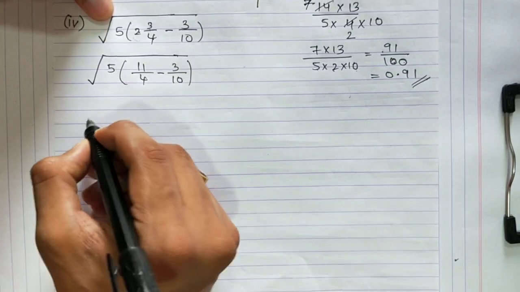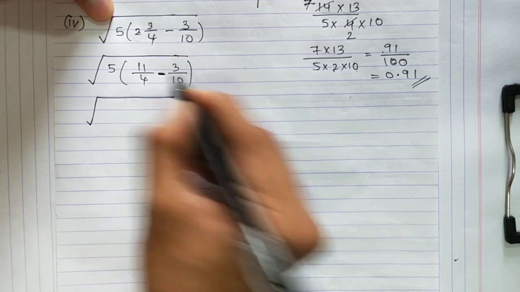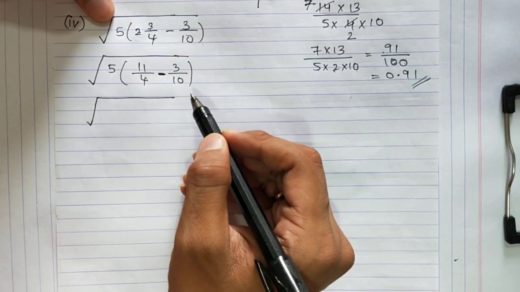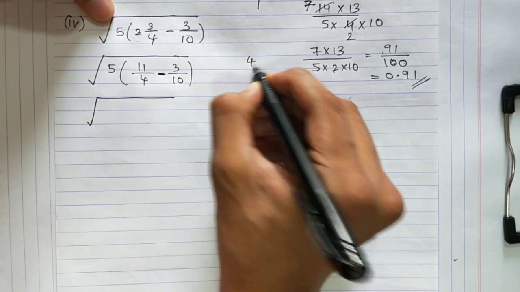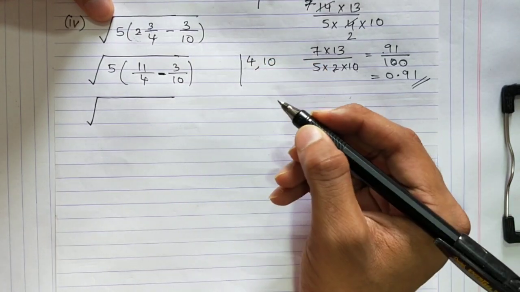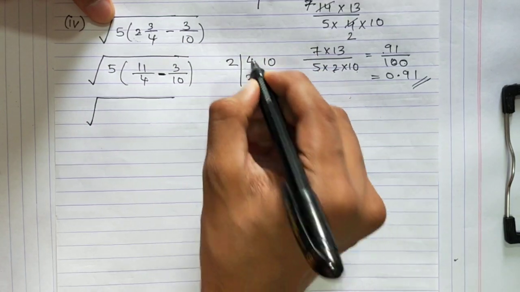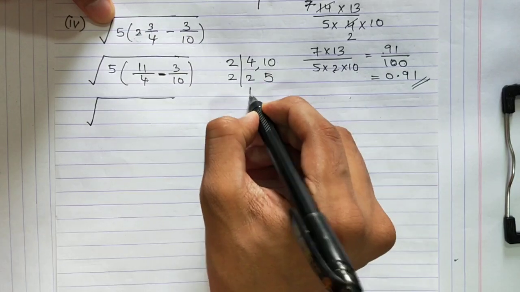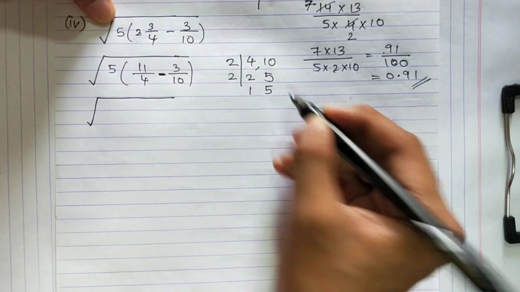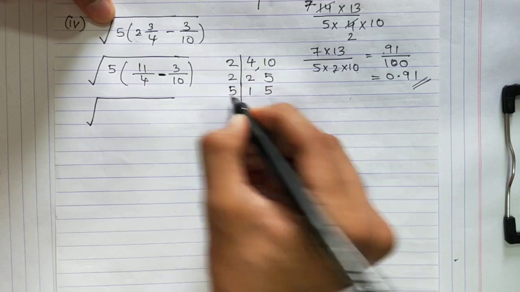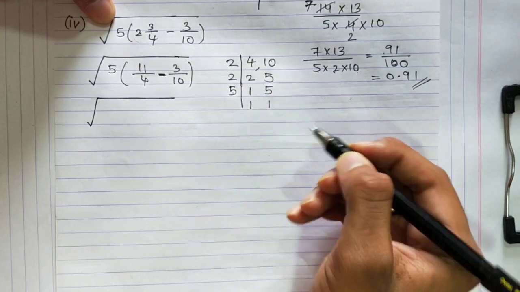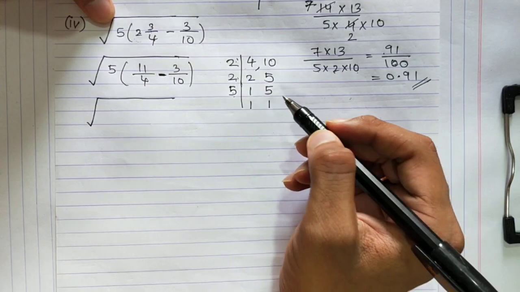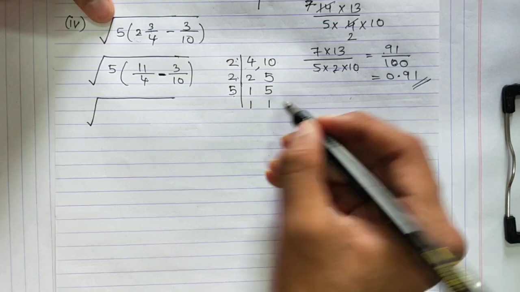And now here there is a subtraction sign. So I will have to take LCM. So the LCM of 4 and 10. How to find the LCM? You can use this method. So start with 2. 2 2s are 4. 2 5s are 10. Then one more 2. 2 1s are 2. This 5 will come as it is. And 5. This 1 will come as it is. 5 1s are 5. So the LCM is 2 into 2, 4. 4 into 5, 20. So LCM is 20.